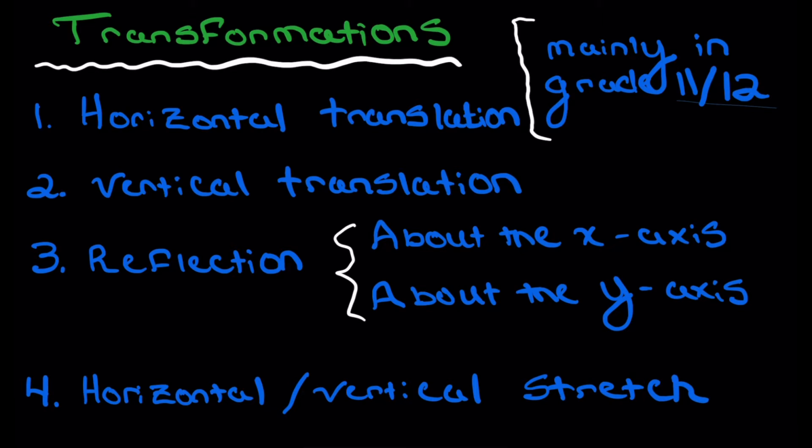Our four transformations are a horizontal translation, a vertical translation, reflections either about the x or the y axis, and then horizontal/vertical stretches. So those four combine what we call transformations, and they're how we can alter graphs. You're going to see that a lot below as we go through each of these.